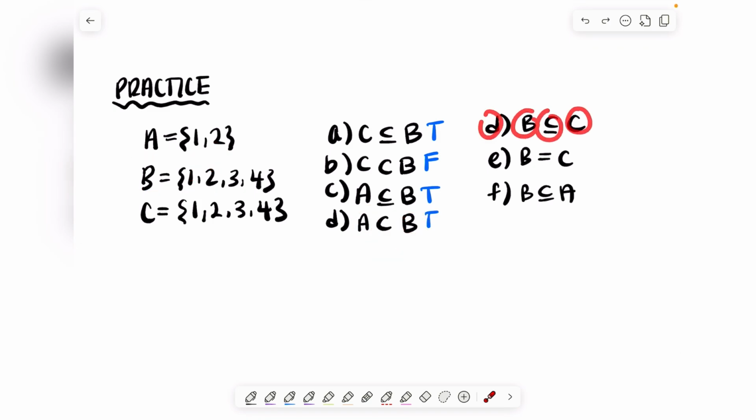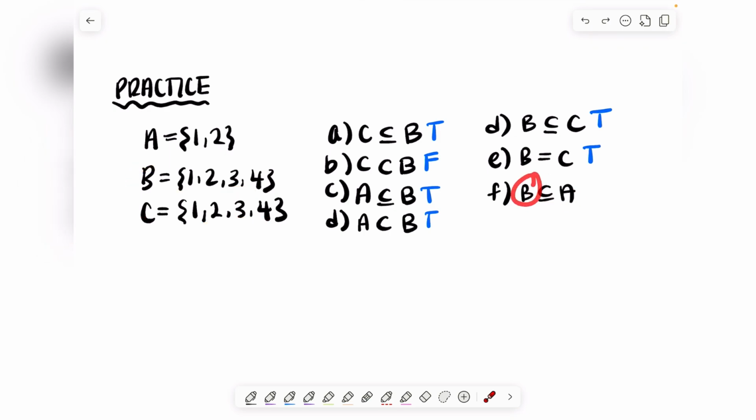Here we have B as a subset of C. That means that all of the elements in B are supposed to be in C. Is that true? Well, set B is right here. The elements are 1, 2, 3, and 4. Are these elements in set C? Well, 1 is here, 2 is here, 3 is here, 4 is here. So yes, it is true that B is a subset of C. Are B and C equal to each other? Yes, they are literally the same sets. So that's true.